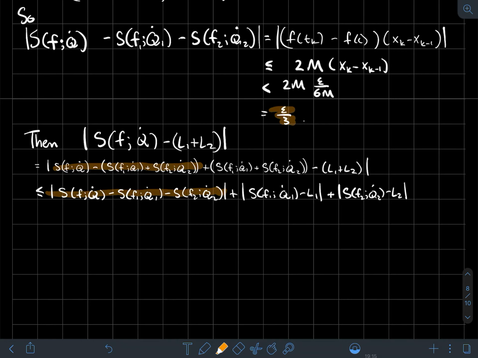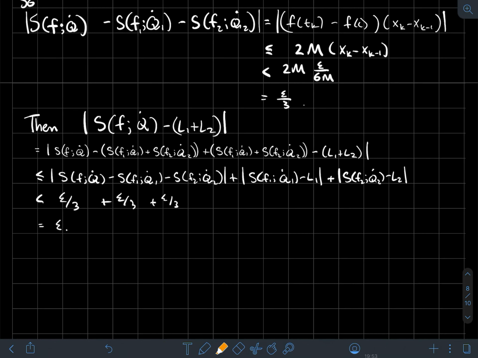And this is what we just got done showing is less than epsilon over 3. But now the other piece, I'm going to put this with this minus L1, that's this. And remember, I know that that is already less than epsilon over 3. And then similarly here, I'm going to put this one with minus L2, and that's this right here. And I remember that was assumed to be less than epsilon over 3. So again, this is assuming that Q1 dot and Q2 dot have a norm that's also smaller than that delta. And I can assume this because f1 and f2 were assumed to be Riemann integrable over A to C and over C to B as well. So at the end of the day, these are all less than epsilon over 3 plus epsilon over 3 plus epsilon over 3, which of course means that the Riemann sum of f over the whole partition from A to B is within epsilon of L1 plus L2, which is pretty cool.